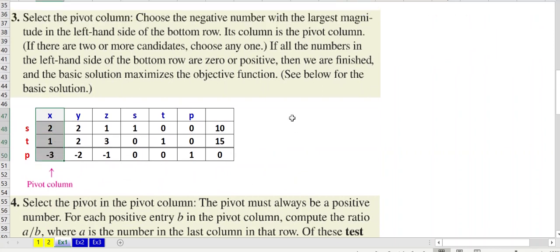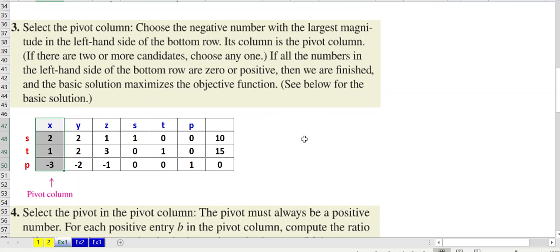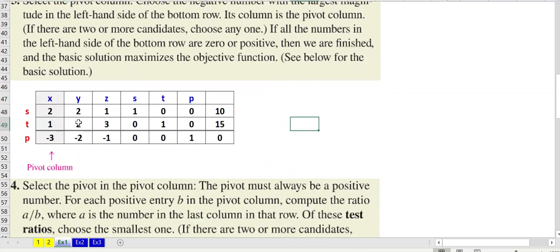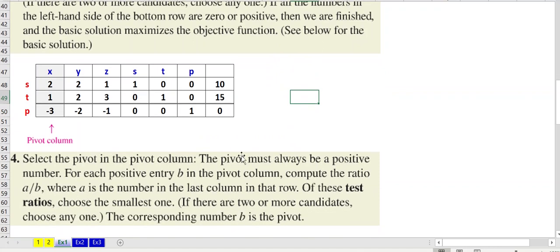The next thing is to find the pivot in the pivot column. So select the pivot in the pivot column. The pivot must always be a positive number. So negative 3 cannot be the pivot. 2 is positive, 1 is positive. So either one of those could be the pivot. For each positive entry B, so these are our B values, in the pivot column, compute the ratio of A divided by B, where A is the number in the last column. So this would be the A value. So if I just put a little A up here, and this would be my B value.